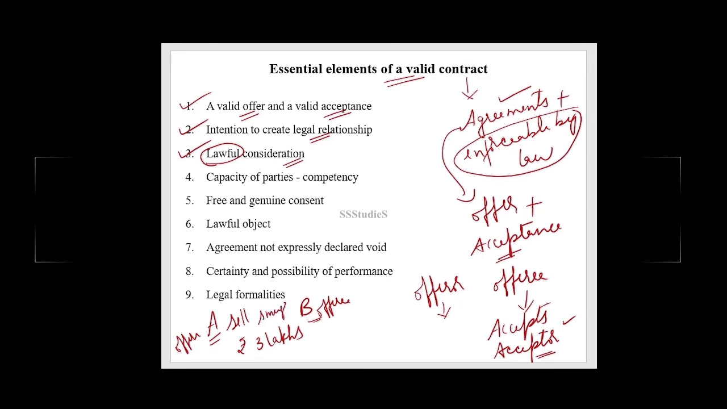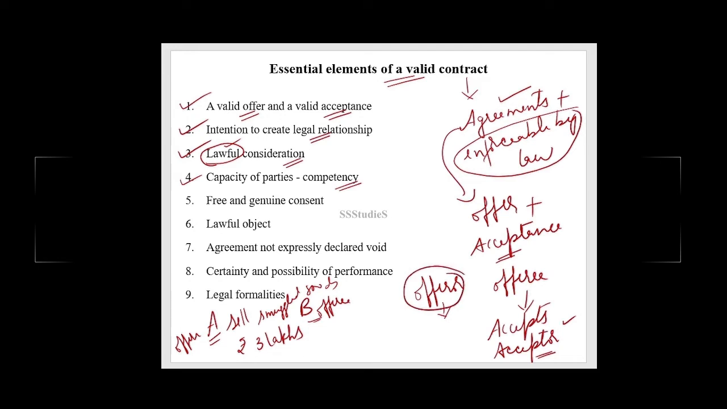Okay, in case it is for smuggled goods, in this case the consideration is smuggled goods, as such it is not a lawful consideration. Fine. So one of the essential elements of a valid contract is that there should be a lawful consideration. Also, for a contract to be a valid contract, the parties to the contract should have the capacity to enter into contracts. They should have the competency to enter into contracts.